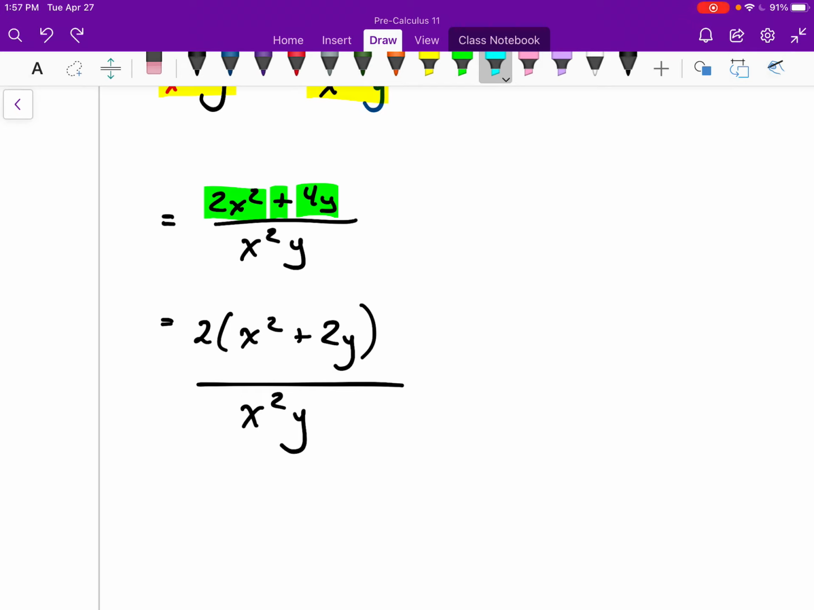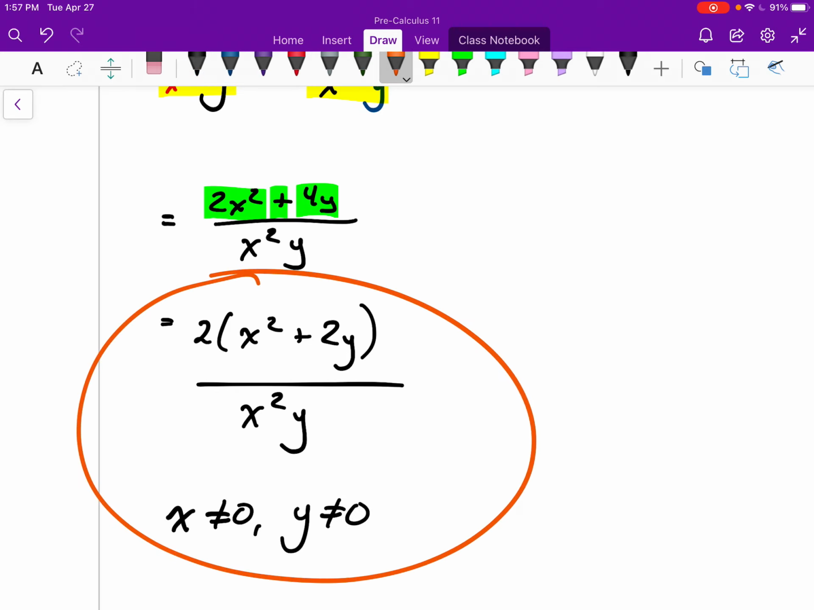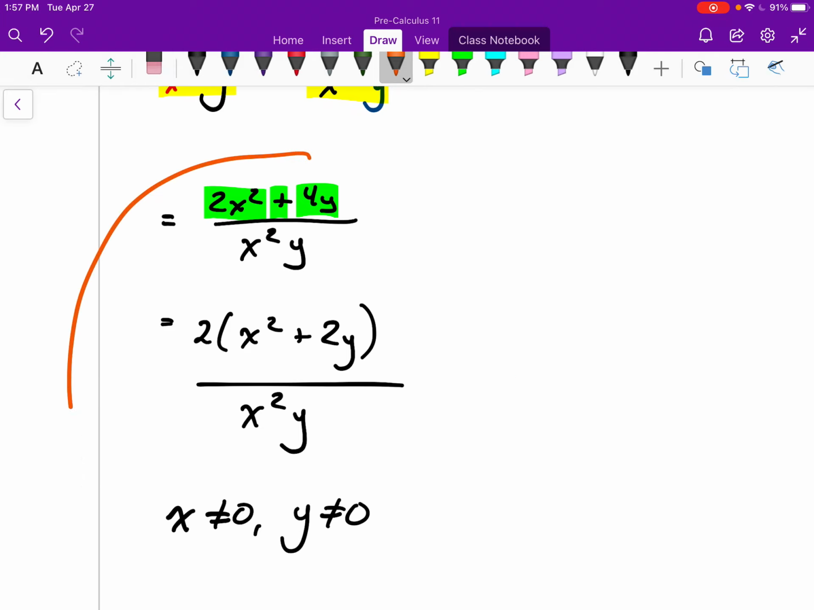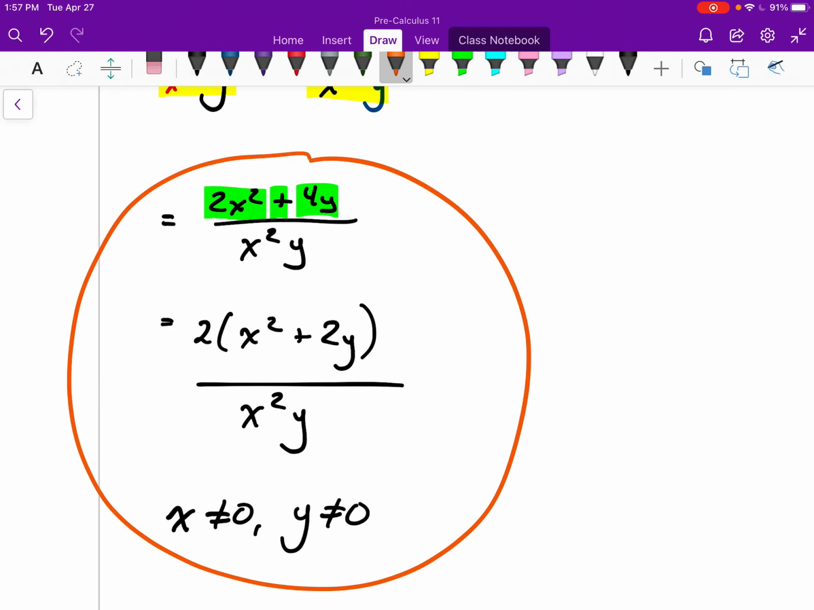There are no common factors that I can cancel out. And so we're done here, aside from the restrictions, and the restrictions are that x cannot equal 0 and y cannot equal 0. And honestly, I'll circle the step before it as well. That was where I factored the 2 out of the numerator but didn't do anything with it, so they're both good.